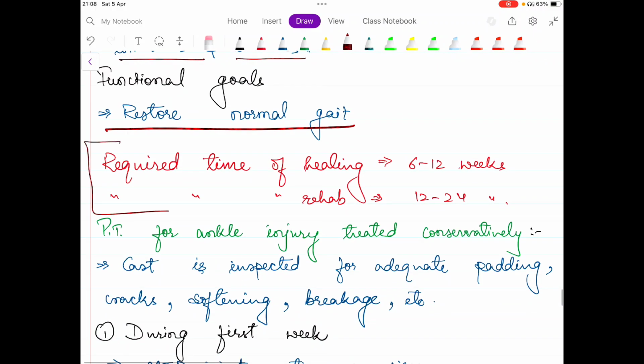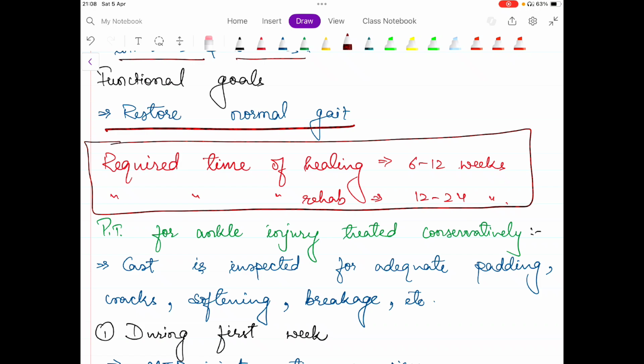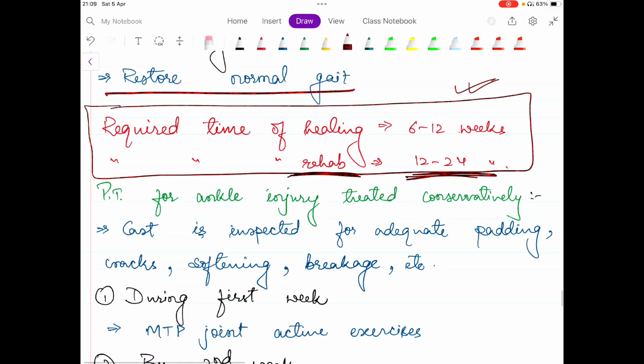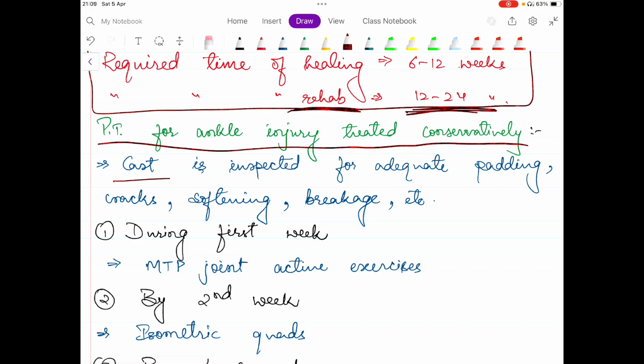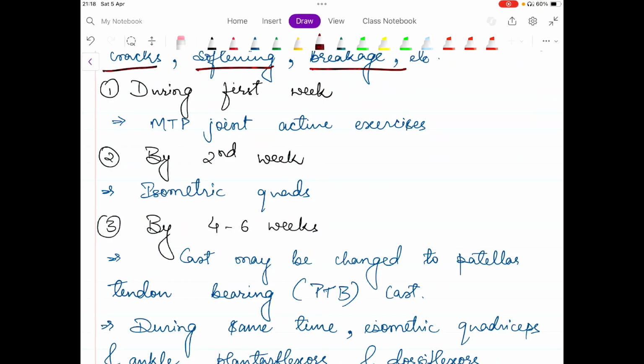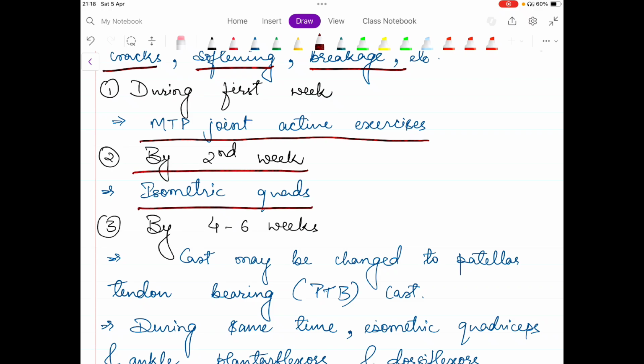Now, here is the required time of healing. The required time of healing is 6 to 12 weeks, and the required time of rehab is 12 to 24 weeks. That may vary from person to person, but this is the standard data. Now let's talk about the PT management for ankle injuries that are treated conservatively. A cast is inspected for adequate padding, cracks, softening, breakage, etc. In the first week, MTP joint active exercises are performed by the patient. In the second week, isometric quads are also performed.